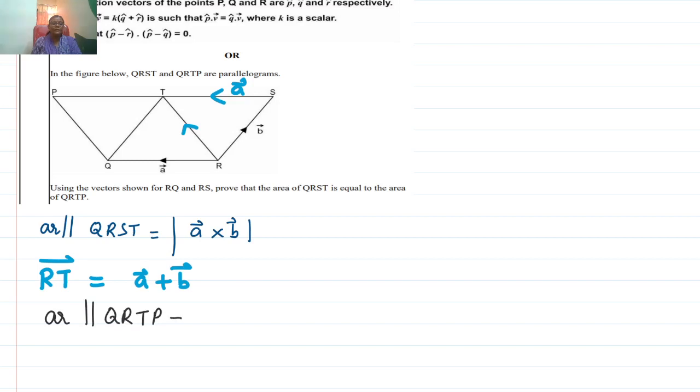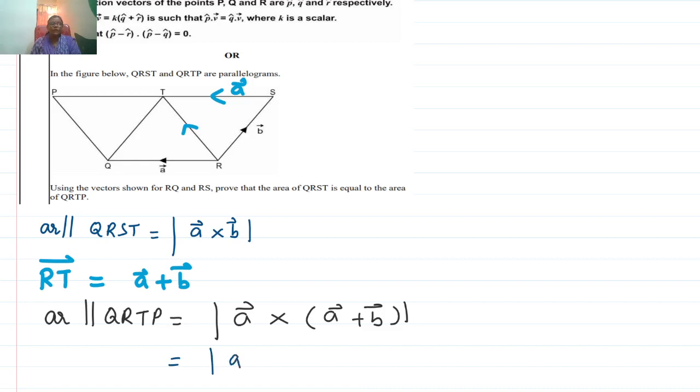QRTP is half the cross product of the two adjacent sides. One is A, the other one is A plus B. So that means there is a little computation here. What is it? You just have to open the bracket.